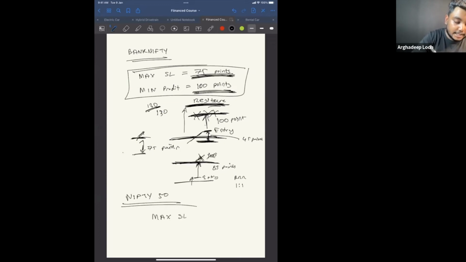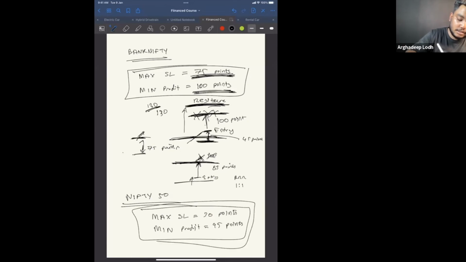The maximum SL is 30 points. For Nifty 50, the maximum SL is 30 points and the minimum profit level is 45 points. Now let's look at some more live examples.